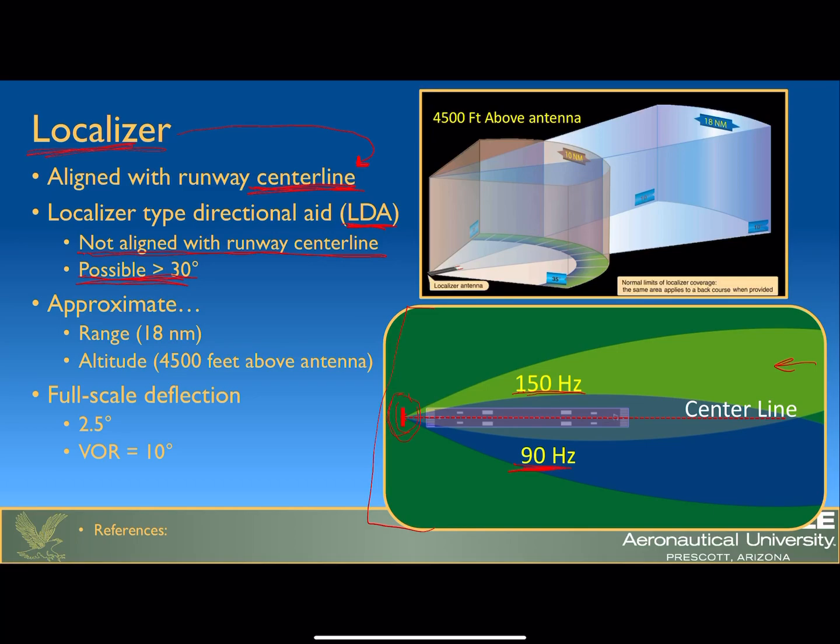Range, a localizer in general, a range is about 18 nautical miles. So you can start picking it up 18 nautical miles out at an altitude of about 4,500 feet above the antenna. So full scale deflection is about 2.5 degrees, or on a VOR, it's about 10 degrees of deflection. Okay, so that is a localizer. Remember, a localizer is giving you the horizontal direction. So helping you align with the runway left to right. That is the localizer.